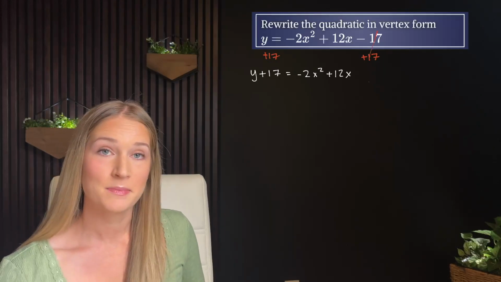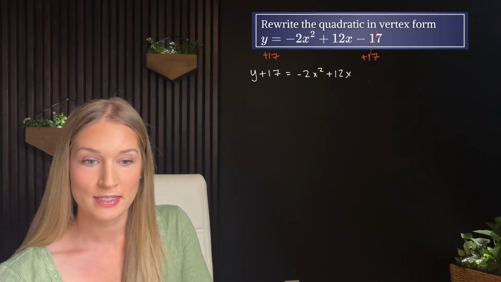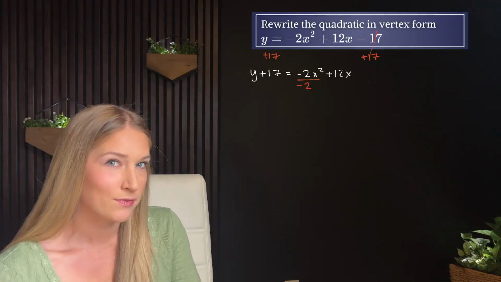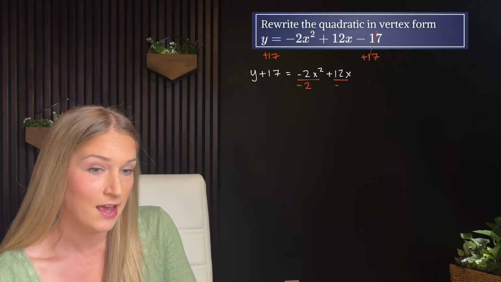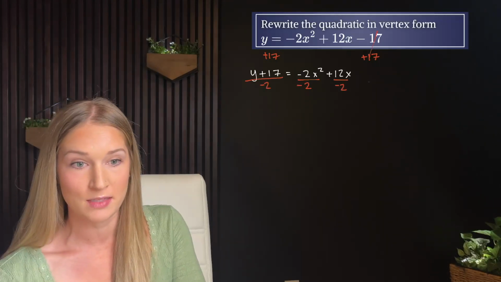And now I need to make sure that my leading coefficient is a positive 1. So what I'm going to do is take that leading coefficient and divide out the negative 2. But I can't just divide the leading coefficient, I need to divide everything. And on the left, I'll just divide everything at once to keep it easy for myself.